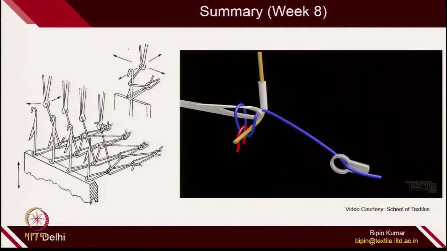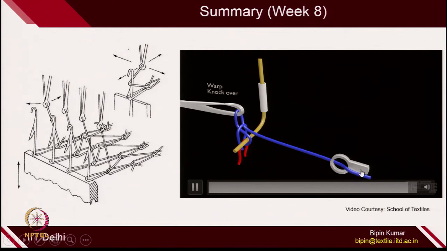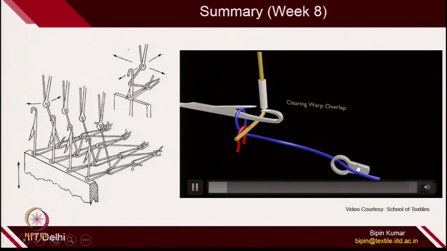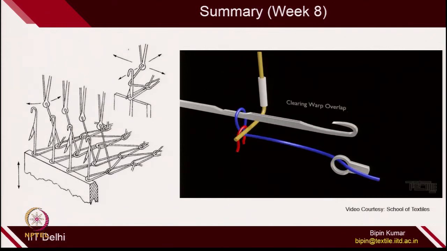So, in a weft knitted structure, whenever we are making an entire course in a fabric, the same feeder will be providing yarn to all the needles in one course. But here, when you want to create an entire course in the fabric structure, you need to have multiple guides depending on how many needles are operating on the machine.